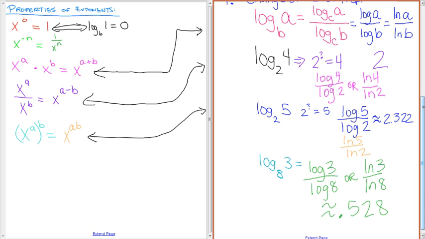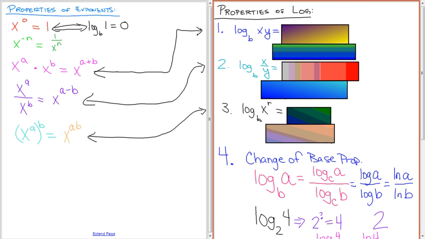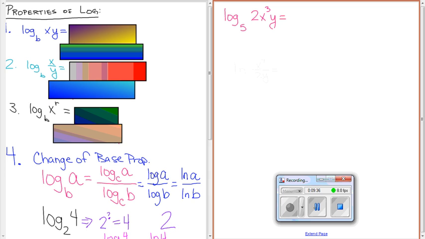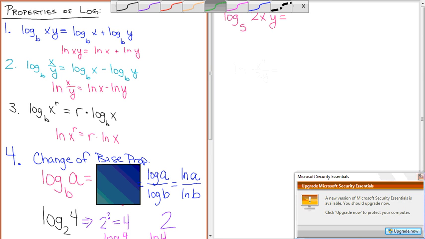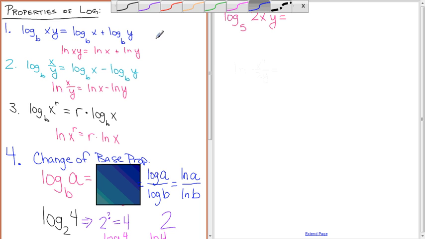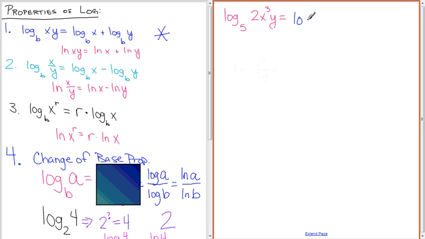Now, using these other properties, you're going to be asked to do some things like simplify expressions. So let's take a look at a few. This first expression is log base 5 of 2x to the third y. And you would be asked to expand this expression. So first, we can use this property right here to break this up, the 2 and the x to the third and the y. So then you would have log base 5 of 2 plus log base 5 of x to the third plus log base 5 of y.